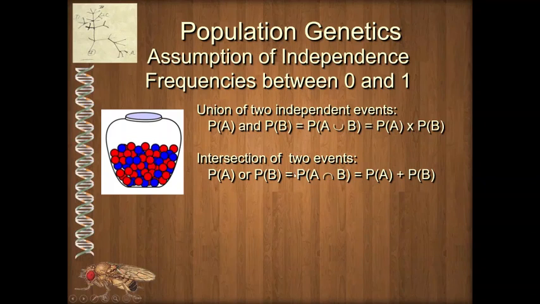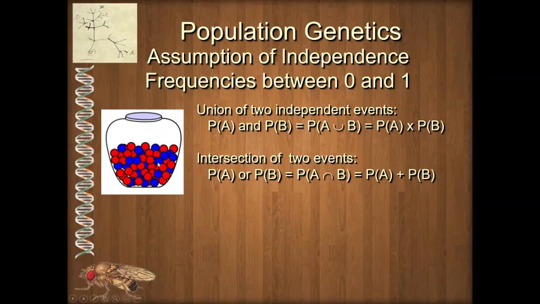And so the union is expressed like this, the probability of A and B, so both of those events occurring sequentially. What's the probability of getting an A and then in the second draw getting a B? Well, that would be the probability of A union B, which is simply the product of those probabilities. So if we're at 50-50, then the probability of getting an A and then a B in a single event would be 0.5 times 0.5 or 25%.